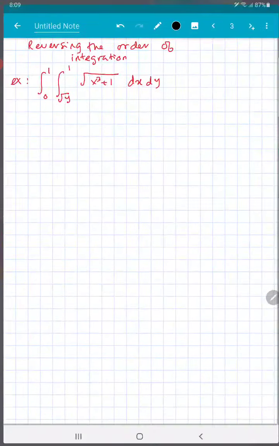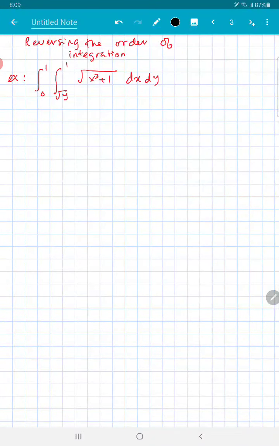Okay, I need more room. The first step that you need to do to reverse the order of integration is to sketch the region of integration. The region of integration can be obtained by getting the limits of x and y. Now let's look at the limits for y. The limits for y are 0 to 1. So from there we get two equations. From the upper limit we have y equals 1. From the lower limit we get y equals 0.